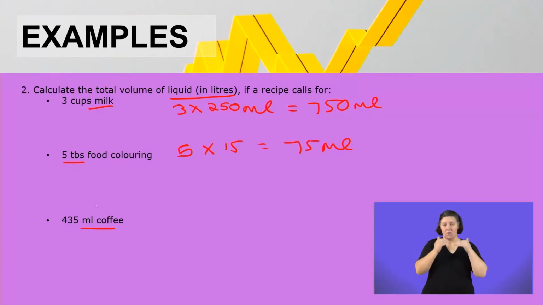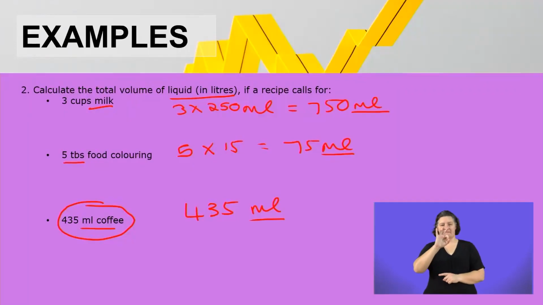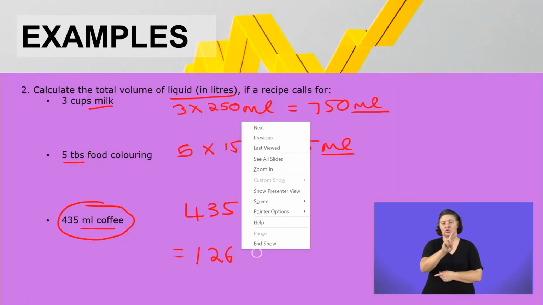Then you'll see the coffee is already in milliliters, so that is 435 milliliters. Now all your units are exactly the same. So I'm going to say 750 plus 75 plus 435, and that will give me an answer of 1,260.